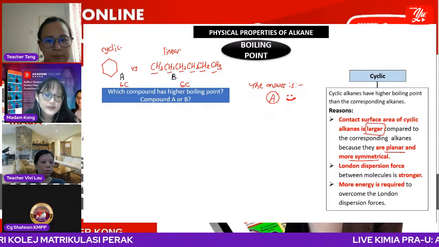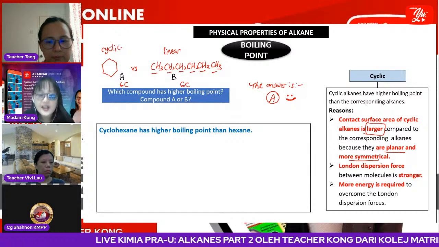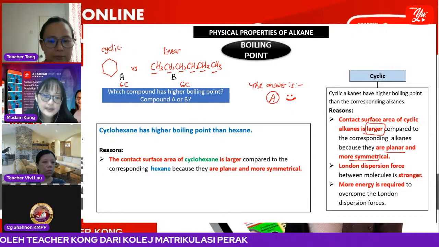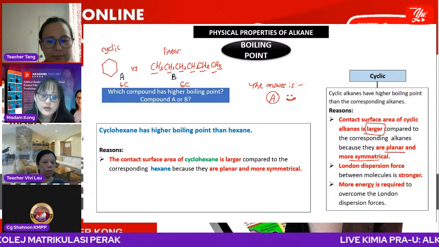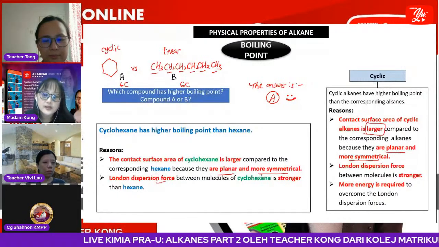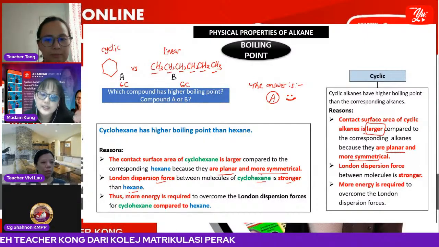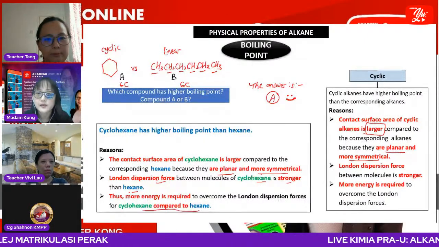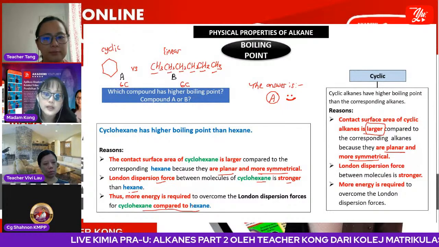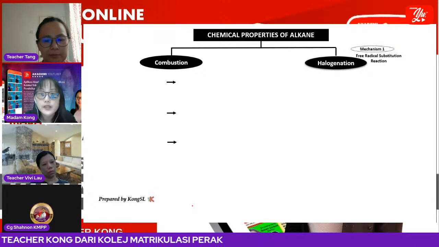And then how to explain? You must mention cyclohexane has higher boiling point than hexane. Why? Because the contact surface area of cyclohexane is larger compared to the corresponding hexane, because they are planar and more symmetric. So these are the keywords for cyclic alkane. Then London dispersion forces for cyclohexane are stronger than hexane, and so more energy is required to overcome the London dispersion forces for cyclohexane compared to hexane. I hope you all can answer the question for the physical properties of alkane in terms of boiling point and solubility.